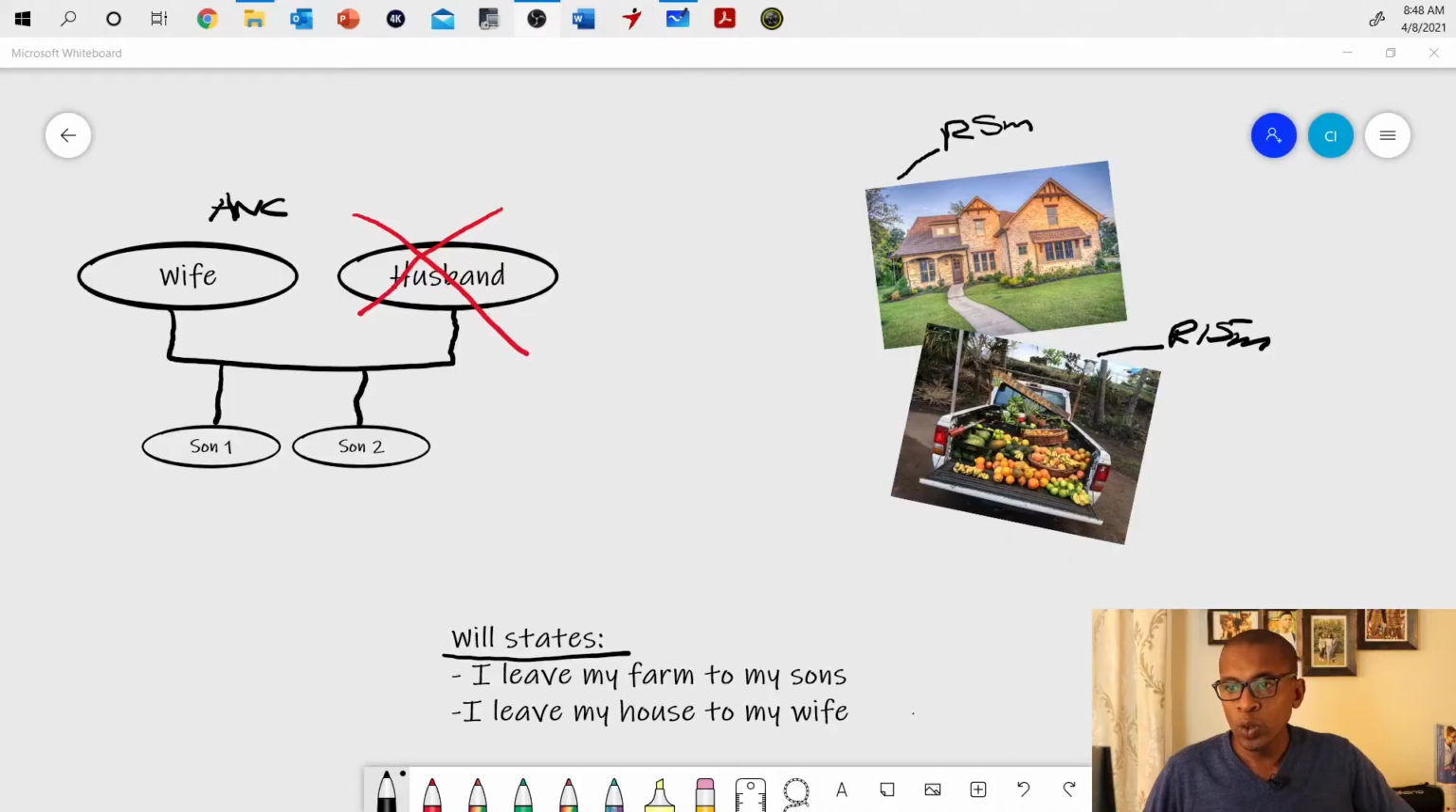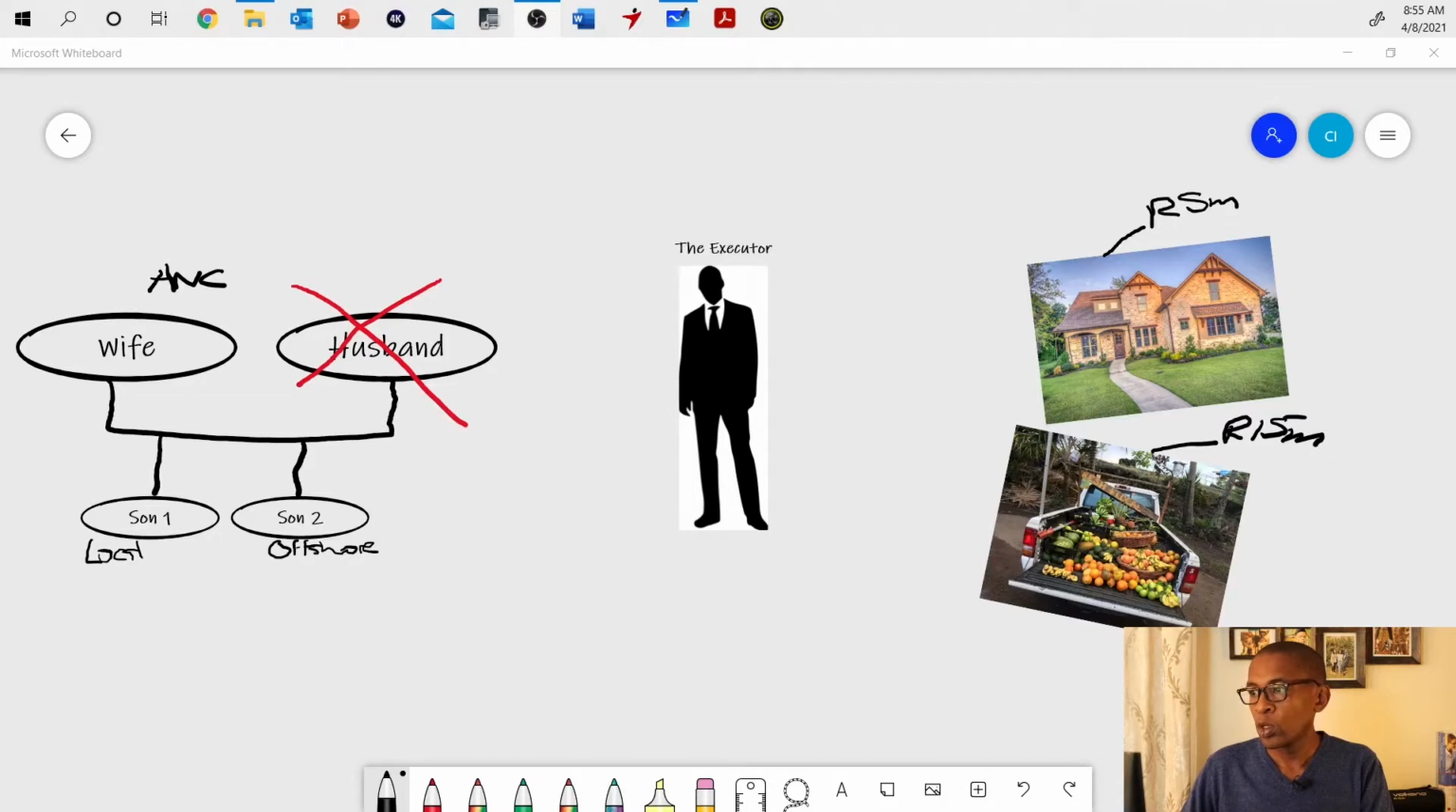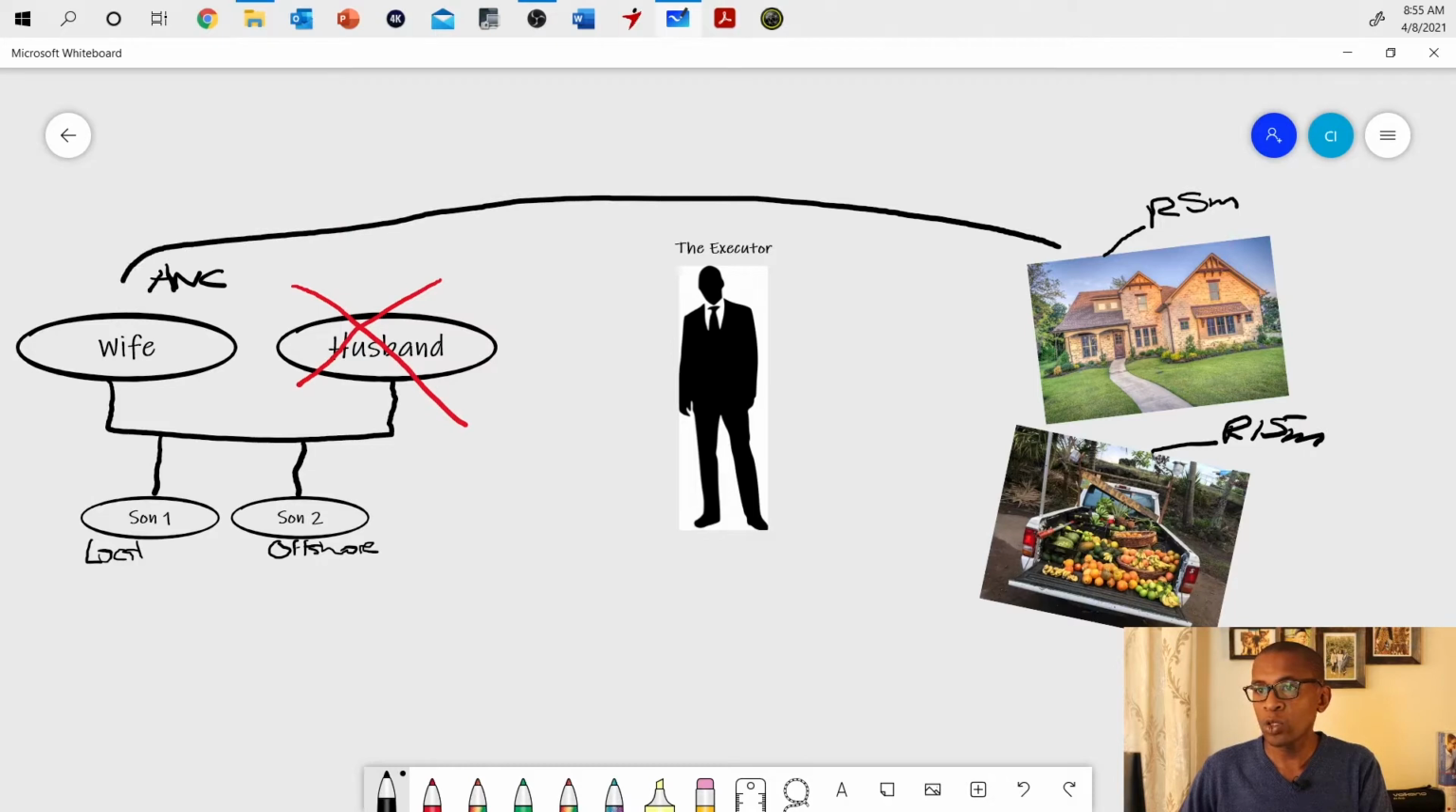And my story is actually inspired by a real life case. So we'll call son 1 the local, and we'll call son 2, we're just going to label it as he is offshore. So now that the father has passed away and we know what his wishes are in terms of the will, somebody's actually going to carry these things out and allocate in terms of the will. And in comes the executor. So in terms of the will, the executor is going to transfer the house to the wife, and he's also going to transfer the farm to the 2 sons.